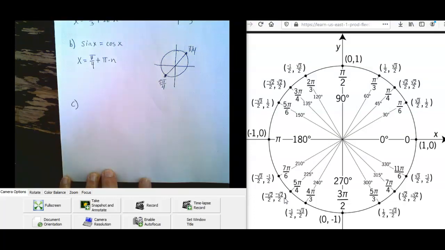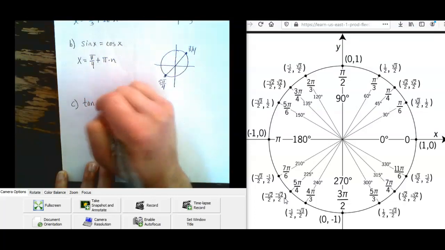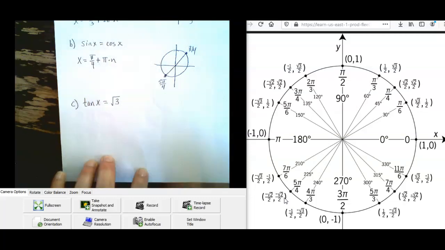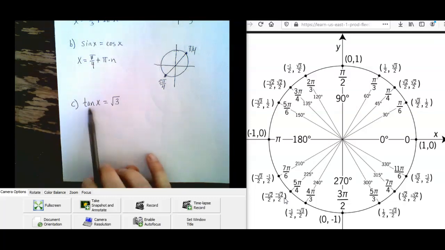C, let's look for when tangent of x equals the square root of 3. So this one's a little tougher, right?